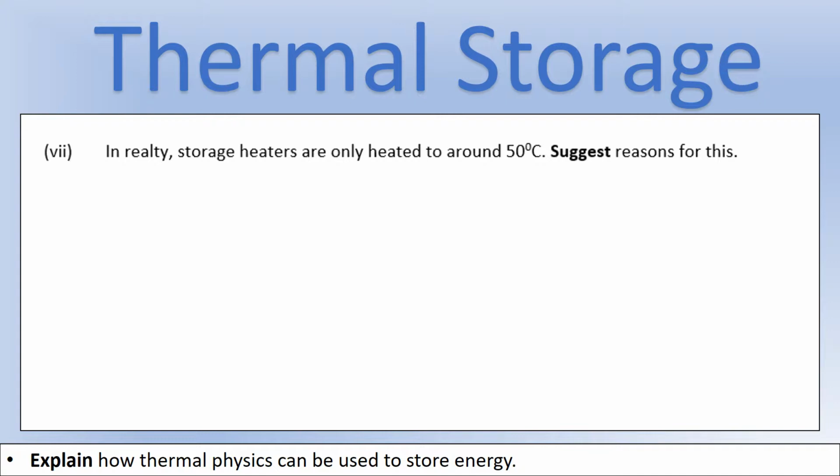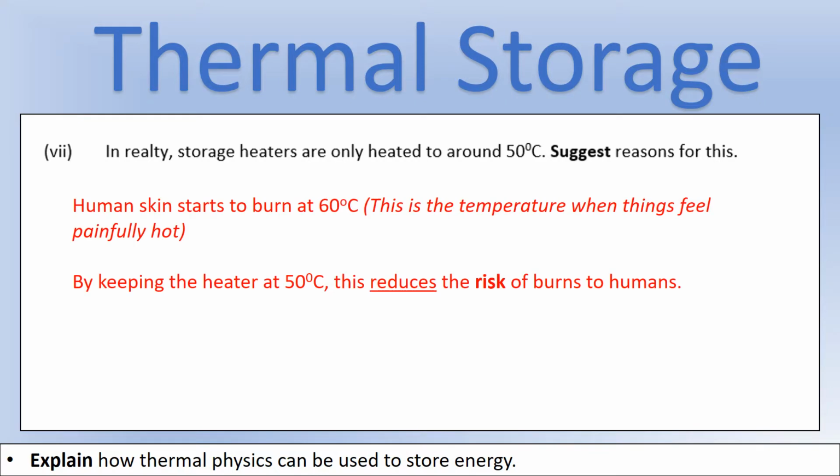Okay, so now you've had a chance to think and put down some ideas. Here's my explanation for this. The first thing is human skin starts to burn at about 60 degrees. That's why things feel hot when you touch them. It means they're above 60 degrees, and we've learned that that's doing damage, and our reflexes move our hand away.